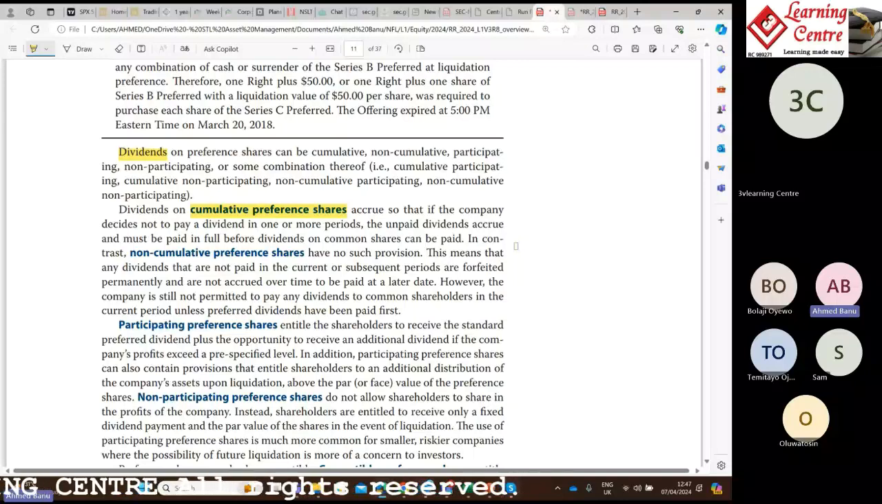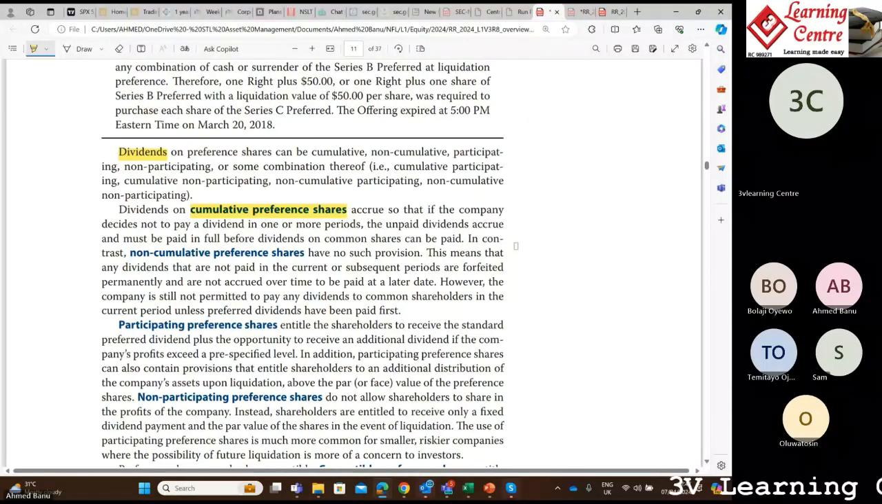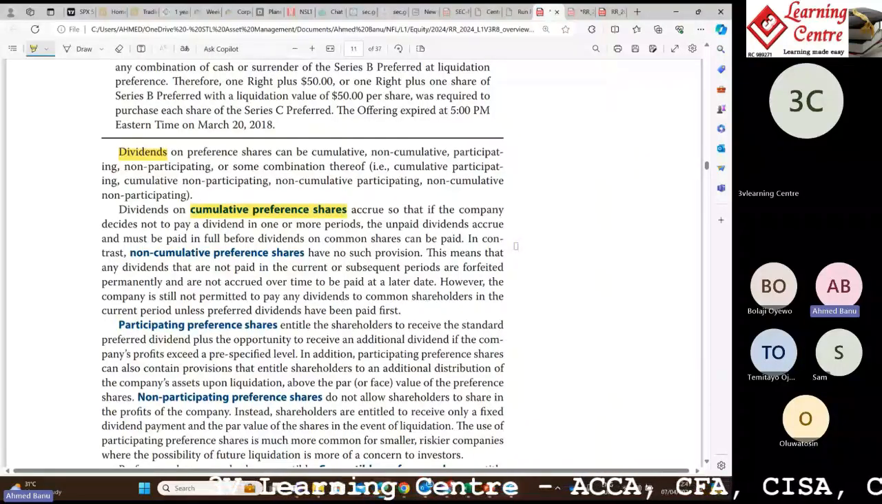Now, non-cumulative is saying that does not happen. Meaning that the year I don't pay dividends, you don't get those dividends in the future. It does not accumulate. Now, participative preference shares entitle the shareholders to receive the standard preference dividend plus the opportunity to receive an additional dividend if the company's profit exceeds a specified level.